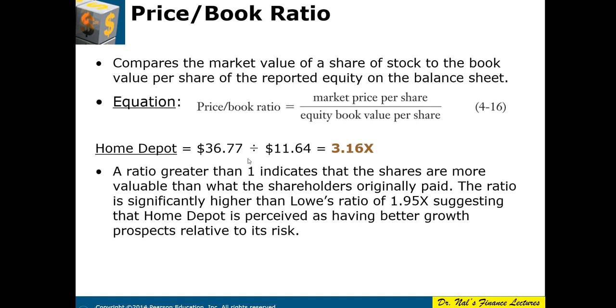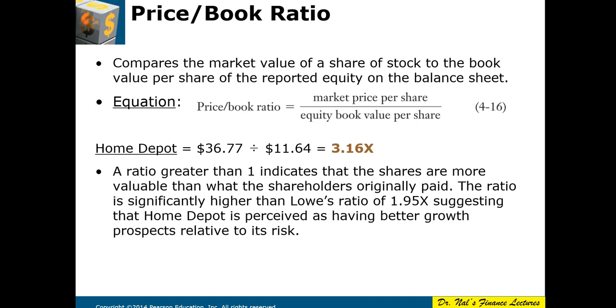And we can also look at the price book ratio, which compares the market value of a share of stock to the book value per share of the reported equity on the balance sheet. So it is, in a sense, the market value of equity divided by the book value of equity. And that ratio for Home Depot is 3.16 times, significantly higher than that of Lowe's.